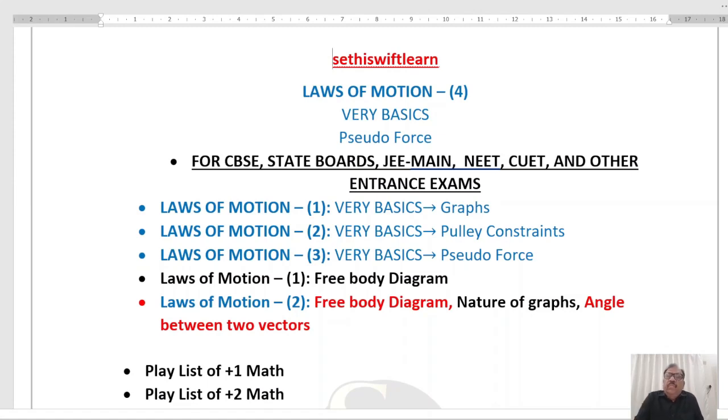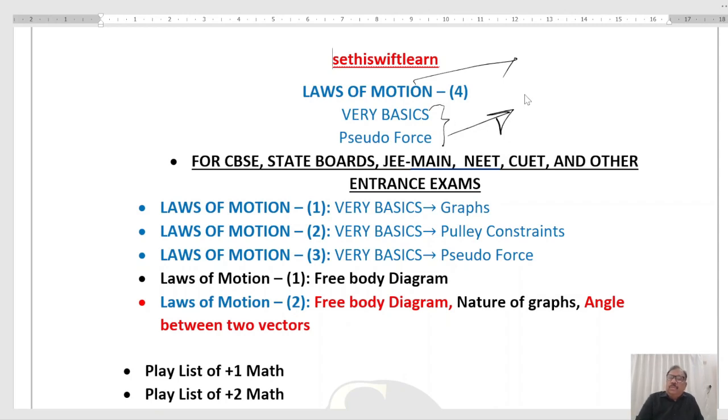Hello students, in today's session of laws of motion, very basics of pseudo force will be discussed through illustrations.